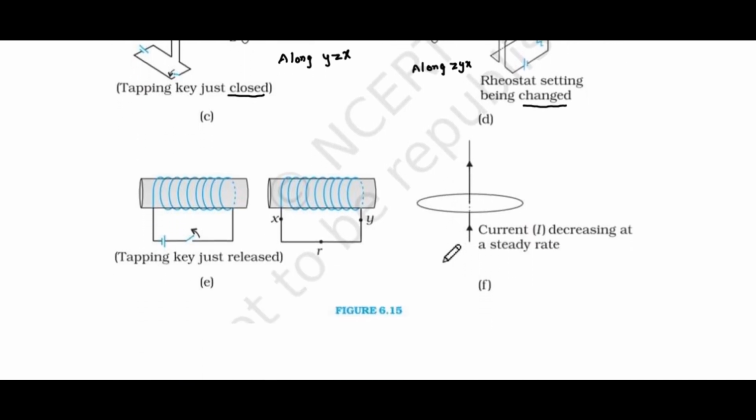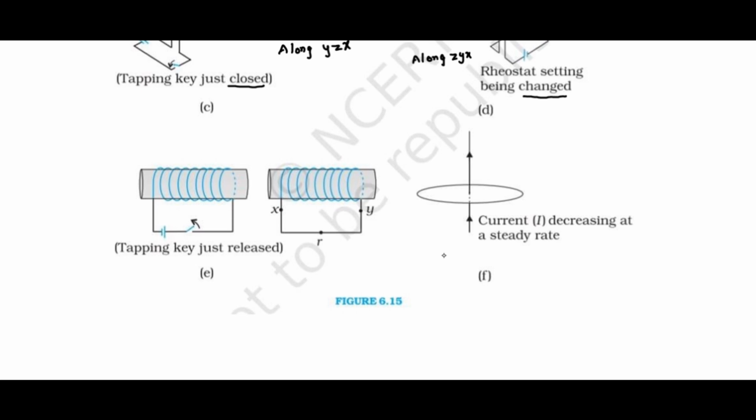Coming to E. As the circuit breaks, the flux decreases, so the induced current should flow along X or Y to supplement the flux. The answer is along X or Y.